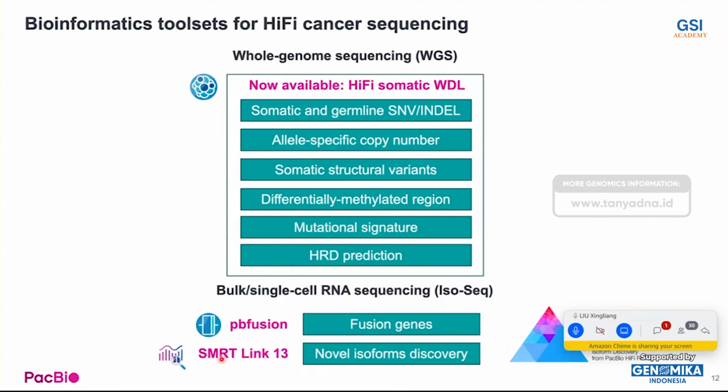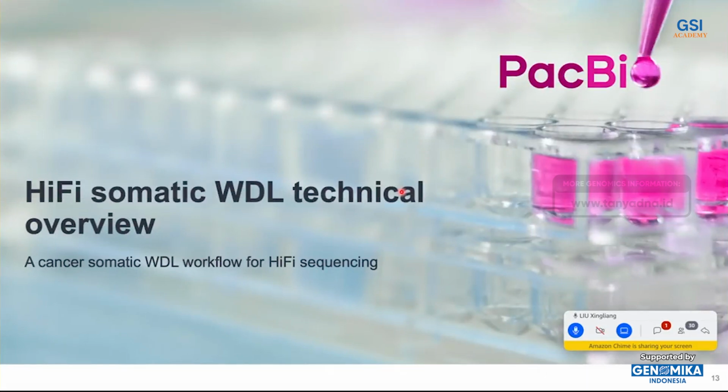SMRT Link targets isoform construction. Basically it gives you isoform-level transcriptomic profiling, as well as focusing on novel isoform discovery. And we also have a standalone tool available on GitHub for fusion gene detection. So just for your information. In today's talk, I will mainly focus on our newly released HiFi-Somatic WDL pipeline, which is a cancer somatic pipeline.